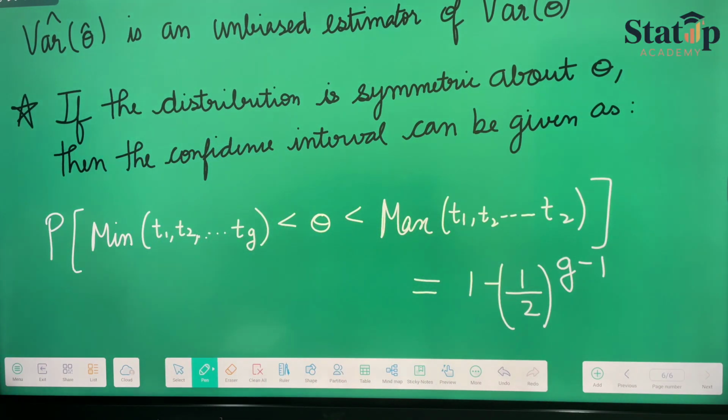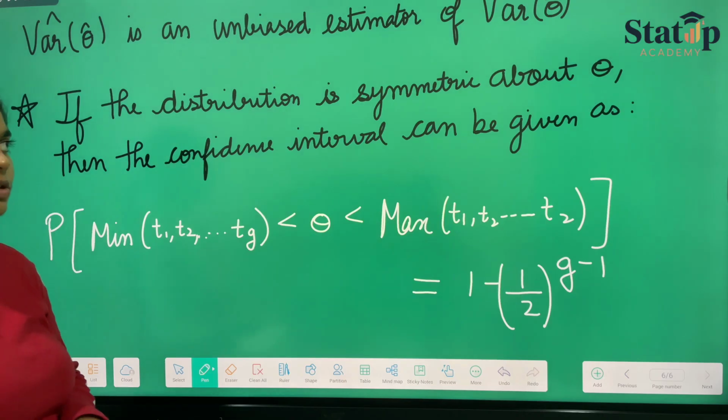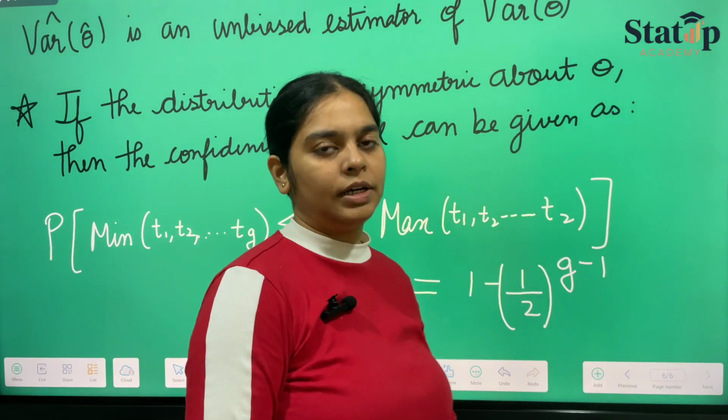This only we have to remember, the formula directly. So it is probability that theta lies between minimum and maximum of T1, T2, Tg should be equal to 1 minus 1 upon 2 raised to the power g minus 1. So this completes your syllabus of sampling techniques.